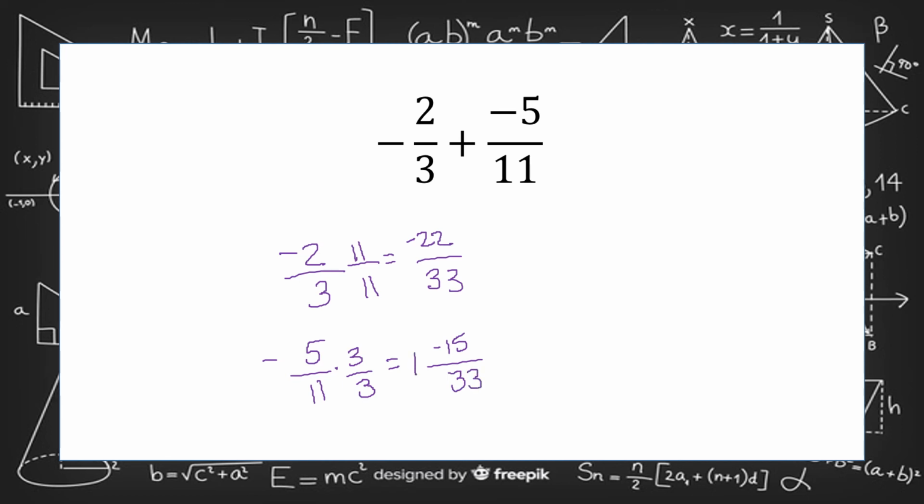So now I'm going to add these. Negative 22 plus negative 15 gives me negative 37. And then you leave the denominator. I can simplify that a little. 33 goes into 37 one time with 4 left over. And I do have that negative sign. So negative 1 and 4/33.